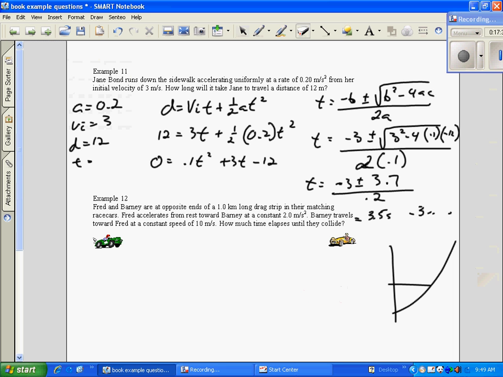In fact, you don't even need to figure it out as long as you know that it's negative. There may be some problems where there are 2 possible positive times, and you're going to see one of those very soon. But in this case, the one time is negative, which just means it's a non-thing. So the answer here is 3.5 seconds. That's how long it will take for her to travel the distance of 12 meters.